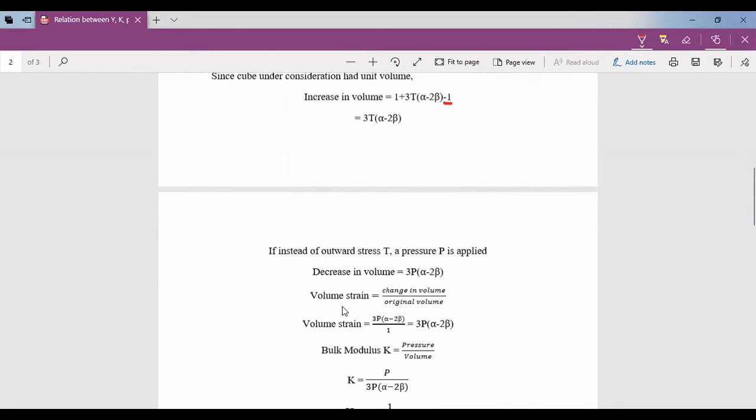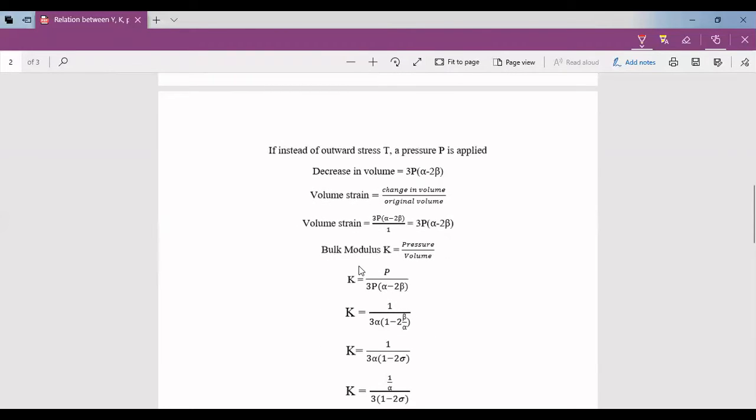Now let us take the volume strain. The volume strain is the change in volume divided by the original volume. We know that the change in volume is 3 into P into alpha minus 2 beta, and the original volume is unit length, unit breadth and unit height, that is 1 centimeter. Therefore, the volume strain will be equal to 3P into alpha minus 2 beta.